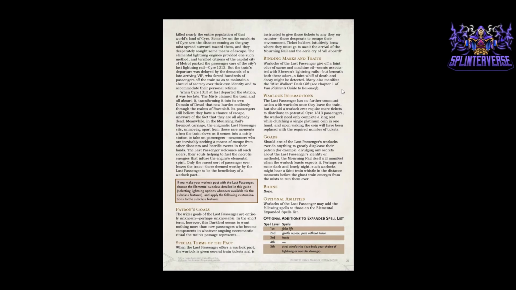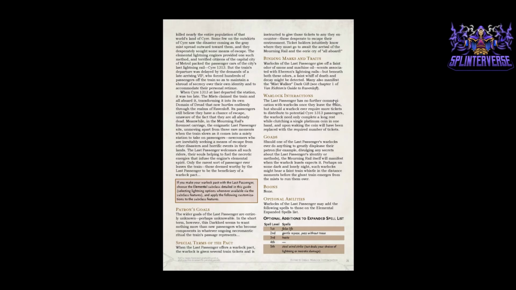Binding marks and traits. Warlocks of the last passenger give off a faint odor of ozone and machine oil, scents associated with Eberron's lightning rails, but beneath both these odors, a faint whiff of death and decay might be detected. Many also manifest the Mistwalker dark gift. So some options to distinguish your character: make it have a different smell. Maybe it has a dark gift if the DM allows that. So some cool options there.